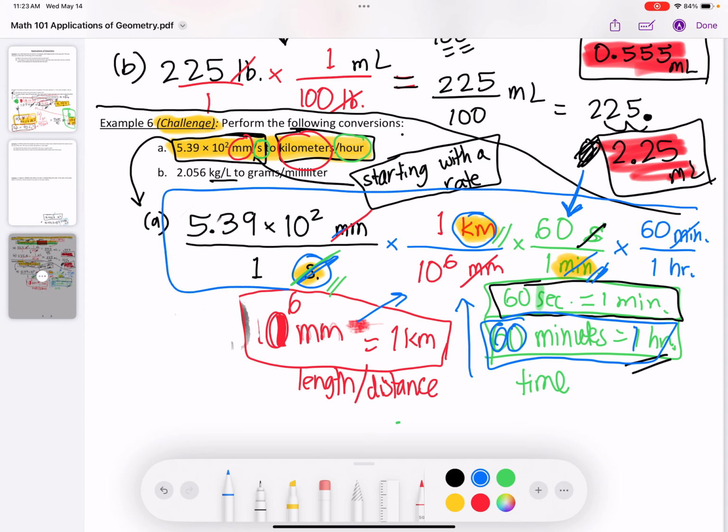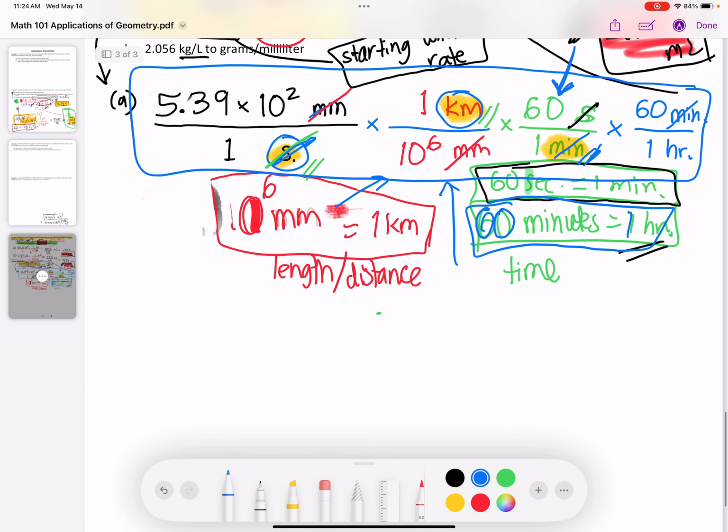Holy moly, this is a lot. Now that, like I mentioned in the previous video, for me that's the hard part, setting it up. Now I see the units that are left. Kilometers are the only units in the numerators. All the numerators together, every unit has canceled except kilometers. So I will be left with kilometers in the numerator. In the denominator, all units have canceled as well except for hours. And that's exactly what I wanted, I believe.